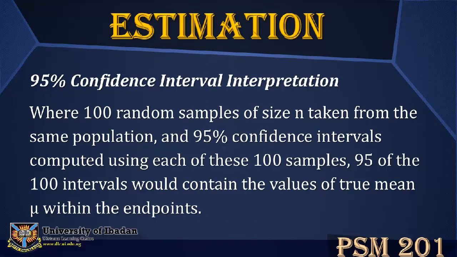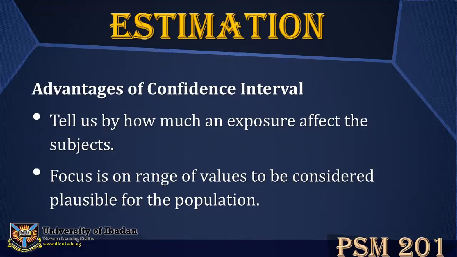95% confidence interval interpretation: suppose 100 random samples of size n are taken from the same population and a 95% confidence interval is computed using each of these 100 samples. 95 of the 100 intervals will contain the value of the true mean, mu, within the endpoints. It could also be interpreted as the 95% CI will not include the true population value 5% of the time on average.